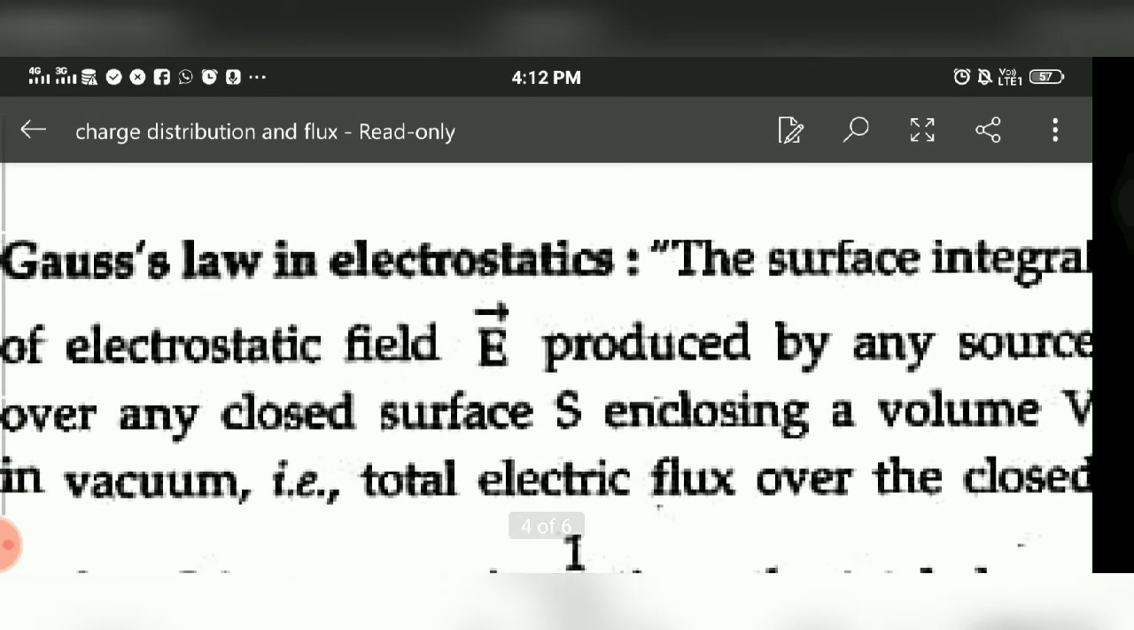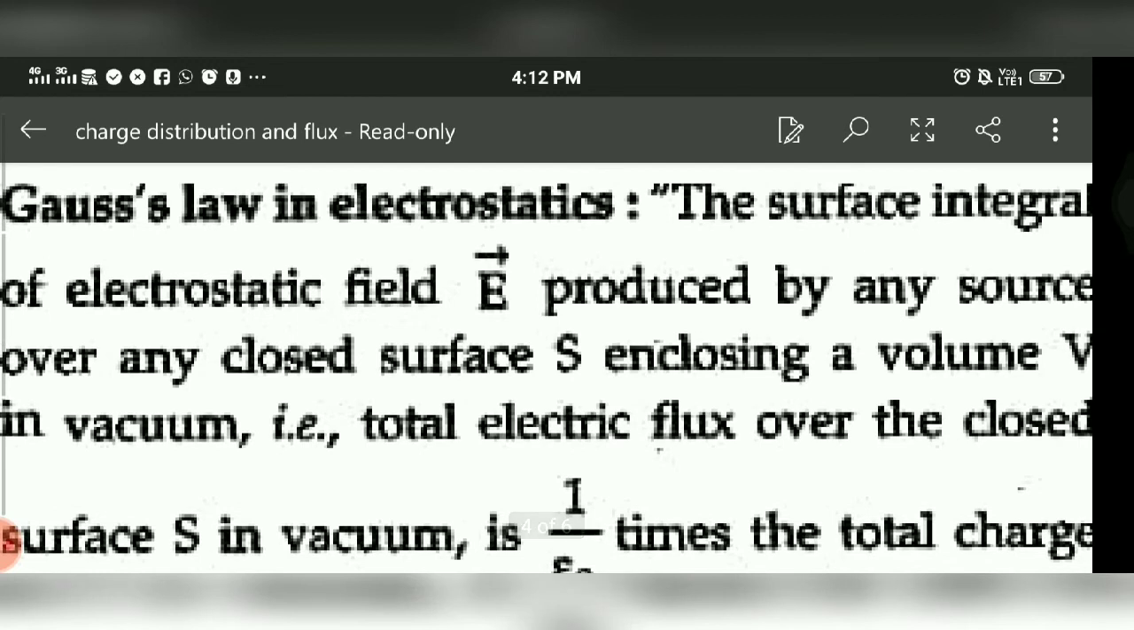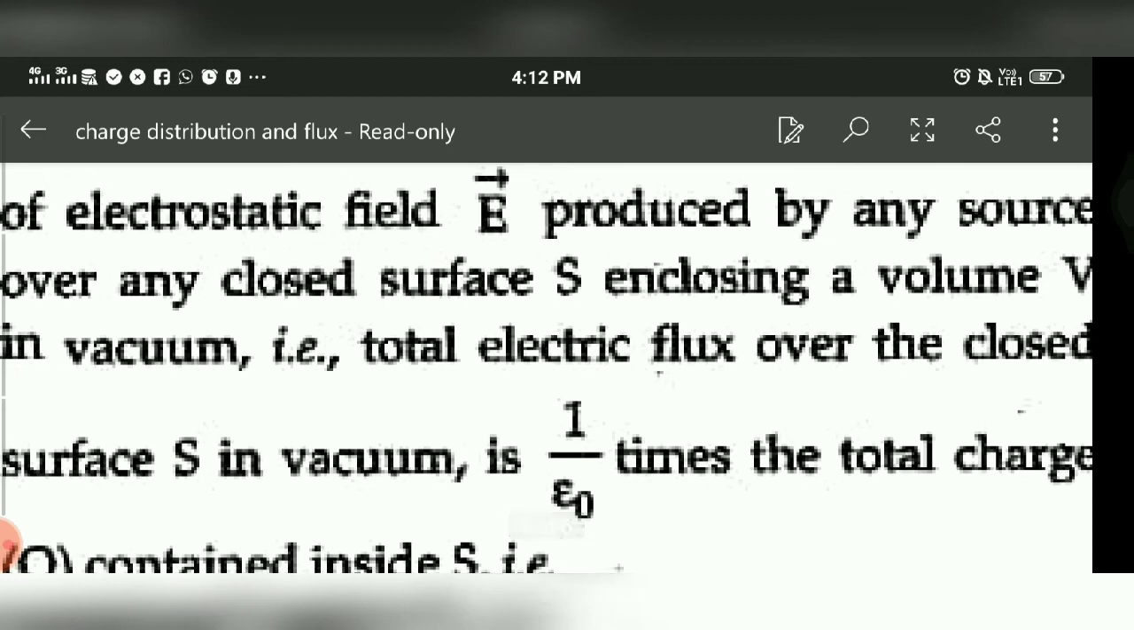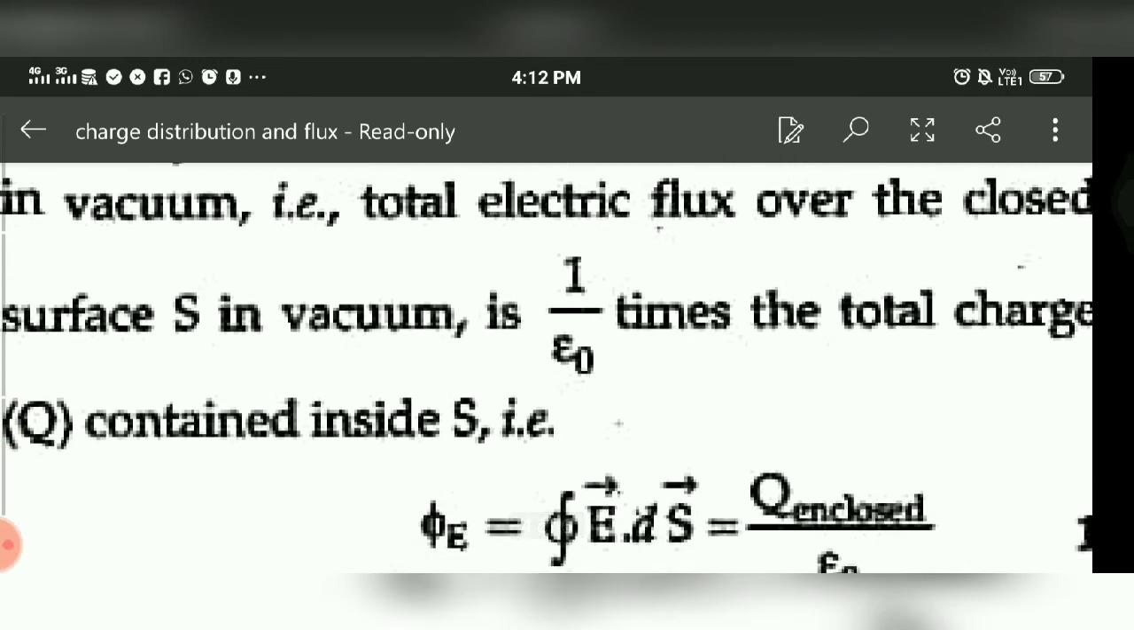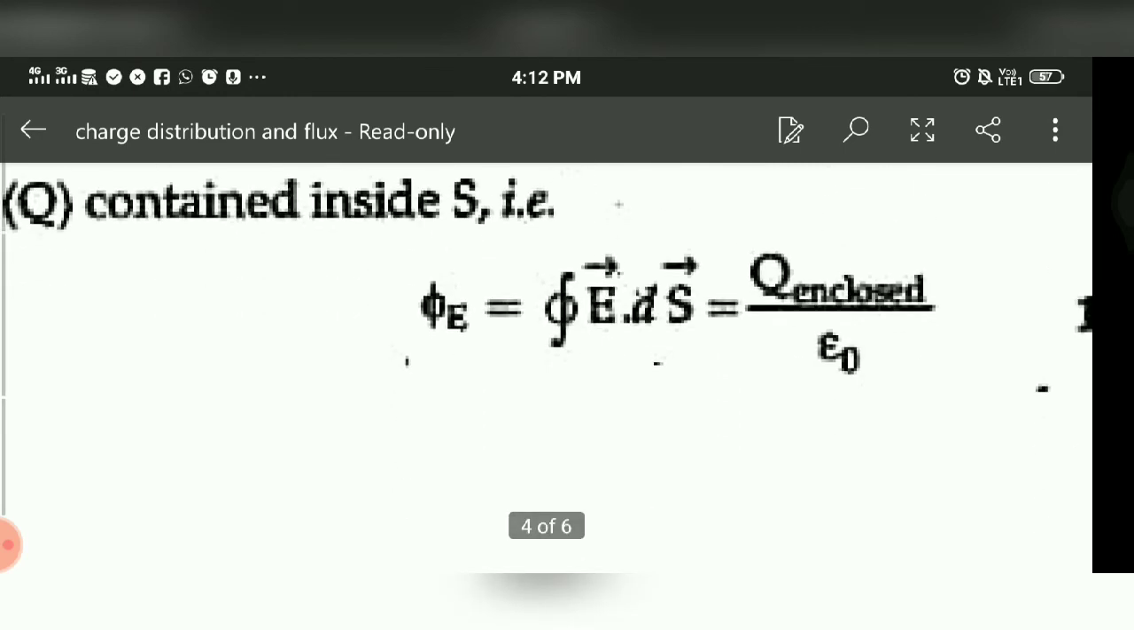The surface integral of electric field produced by a source over a closed surface enclosing V in vacuum is equal to the total flux over a closed surface, which is equal to 1 by epsilon naught times the charge enclosed inside the surface. So phi E, one formula is this, other formula is this, so both are equal.